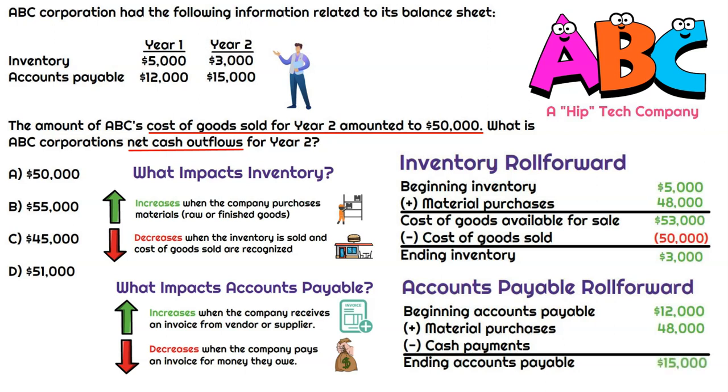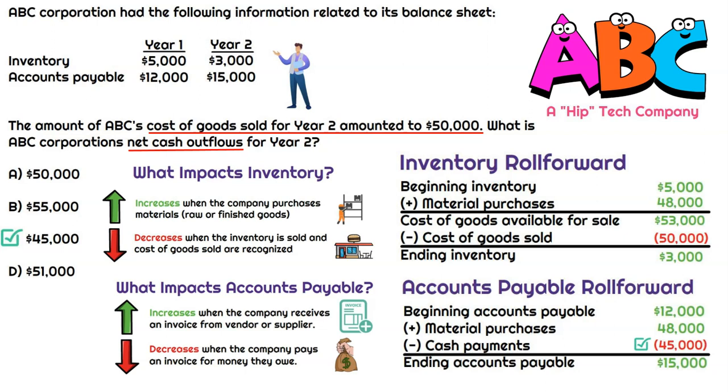Well, if beginning accounts payable is $12,000, and then we have material purchases of $48,000, that gets us to $60,000. And then ultimately, if at the end of the period, ending accounts payable is $15,000, well, the difference there is going to be a $45,000 cash outflow for payments made to suppliers. So that's going to be a negative $45,000. And the correct answer here is going to be $45,000. That's the net cash outflow for operating activities during year two.